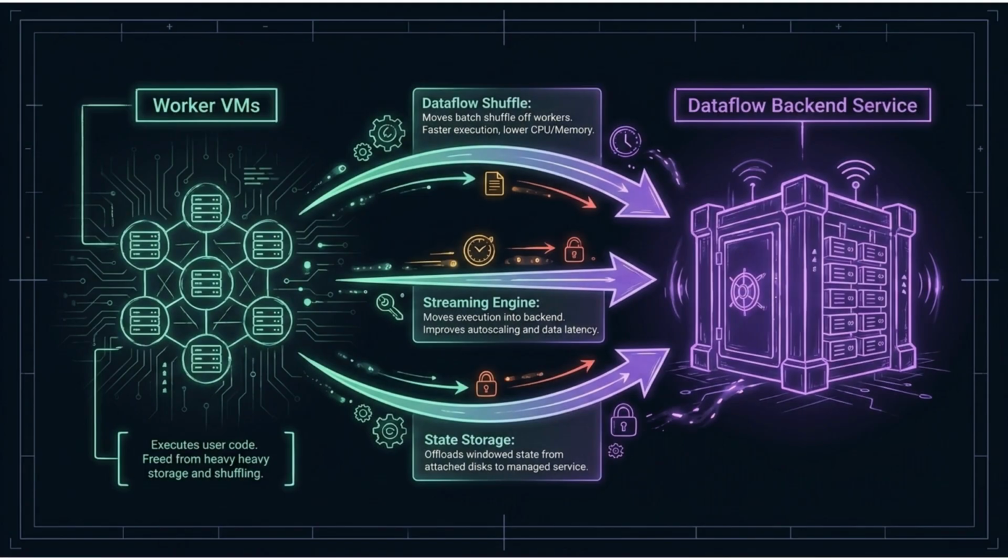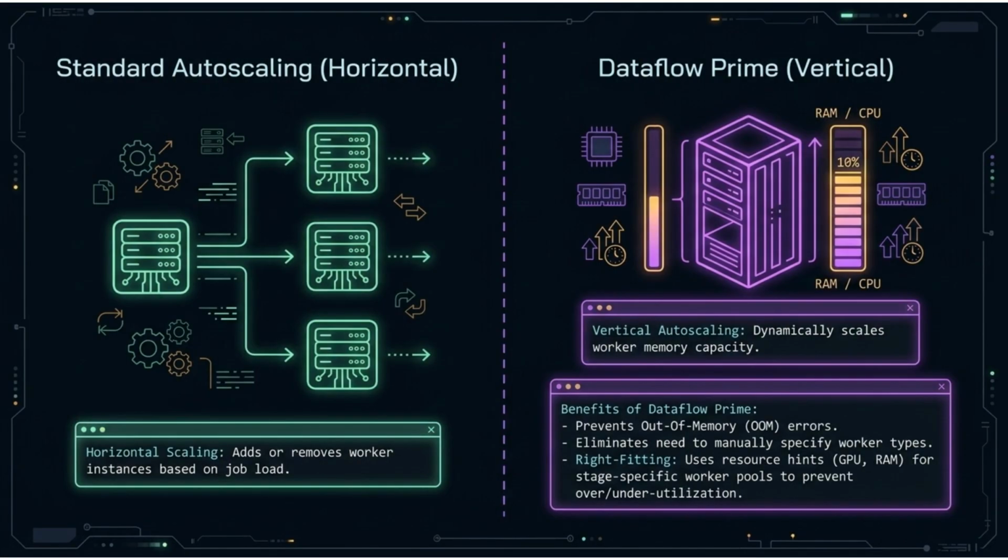The Dataflow backend service includes Dataflow Shuffle, streaming engine, and state storage. This offloads heavy storage and shuffling from worker VMs, improving execution and reducing latency. Dataflow uses standard horizontal autoscaling to adjust worker instances based on load. Dataflow Prime introduces vertical autoscaling, dynamically adjusting worker memory and CPU, preventing out-of-memory errors, and optimizing resource utilization.